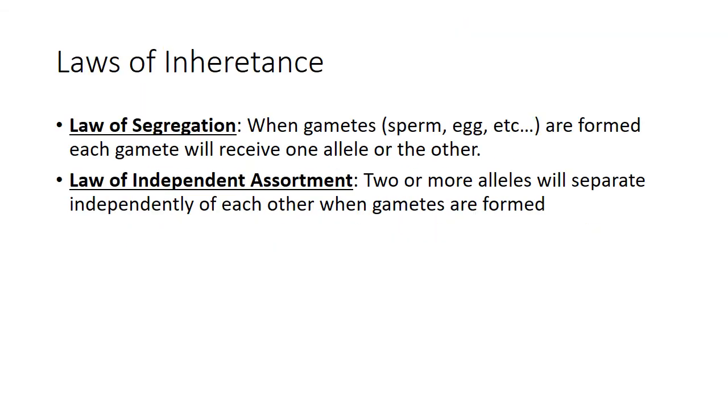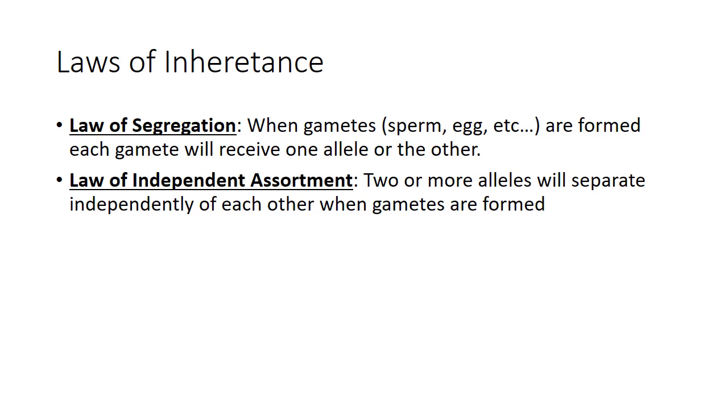The law of segregation says that when we form gametes, sperm, egg, etc., we form them through meiosis and we receive one allele or the other. They separate and you get only one or the other. You don't get both. The law of independent assortment states that two or more alleles will separate independently of each other when gametes are formed.